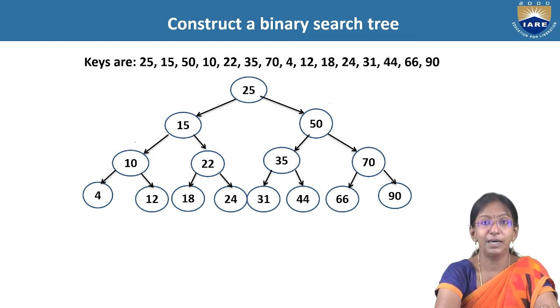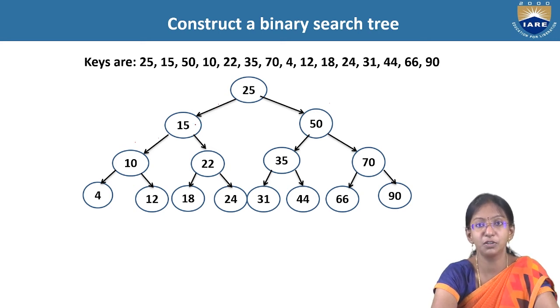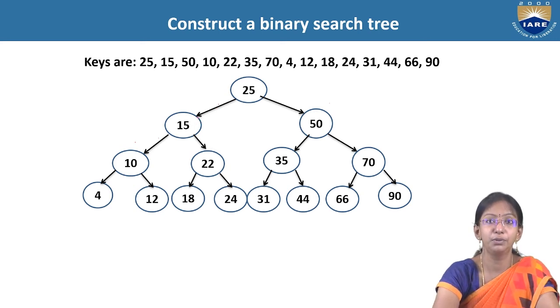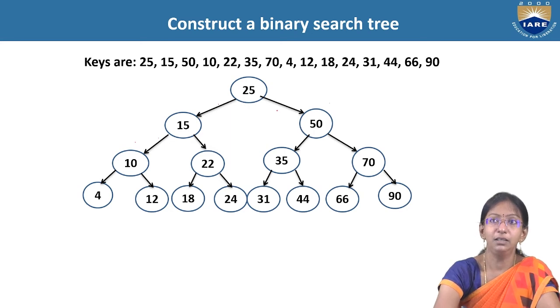Have a look at this final tree. Have a look at this one. The BST property, binary search property, which says that left child must be less than the parent, whereas right child must be greater than the parent, prevails. You take any subtree random. Let me take this subtree.